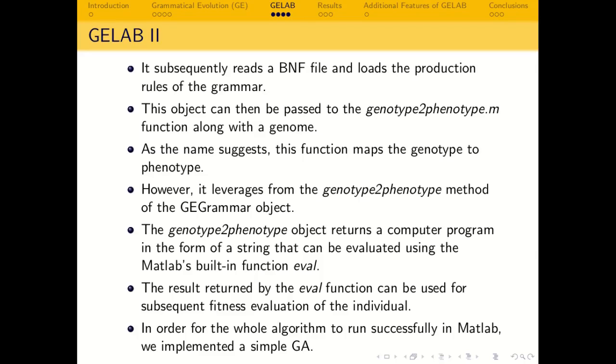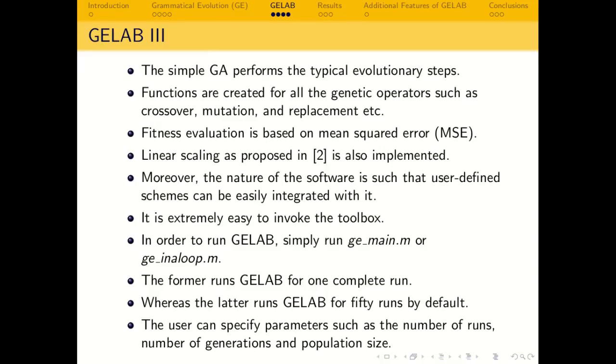However, it leverages the genotype-to-phenotype method of the GE grammar object. The genotype-to-phenotype method returns a computer program in the form of a string that can be evaluated using MATLAB's built-in function eval. The result returned by the eval function can be used for subsequent fitness evaluation of the individual. In order for the whole program to run successfully in MATLAB, we implemented a simple GA initially. However, we also now have more variants of the genetic algorithm that we are using at the back end.